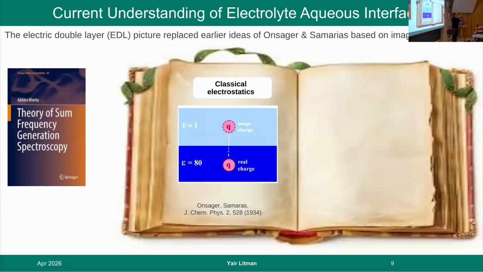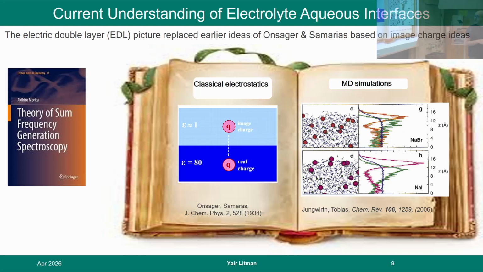If you just do classical electrostatic arguments and you have a water-air interface with dielectric constants of 80 and 1, what will happen is that you will have an image charge, and because the charges are of the same sign, it was believed for many years that the ions will be repelled from the water-air interface. However, in the early 2000s, when molecular dynamics with polarizable force fields started to become mainstream and really accessible with the computational power, people started to see different behavior.